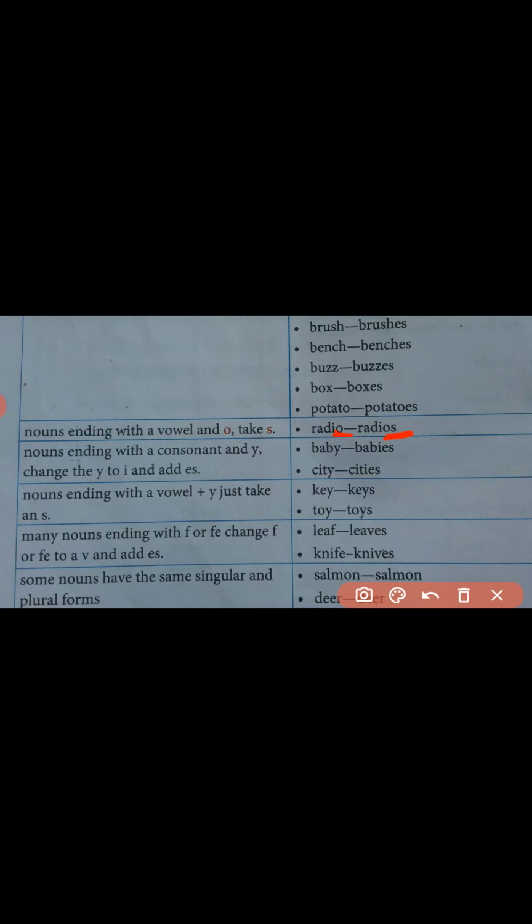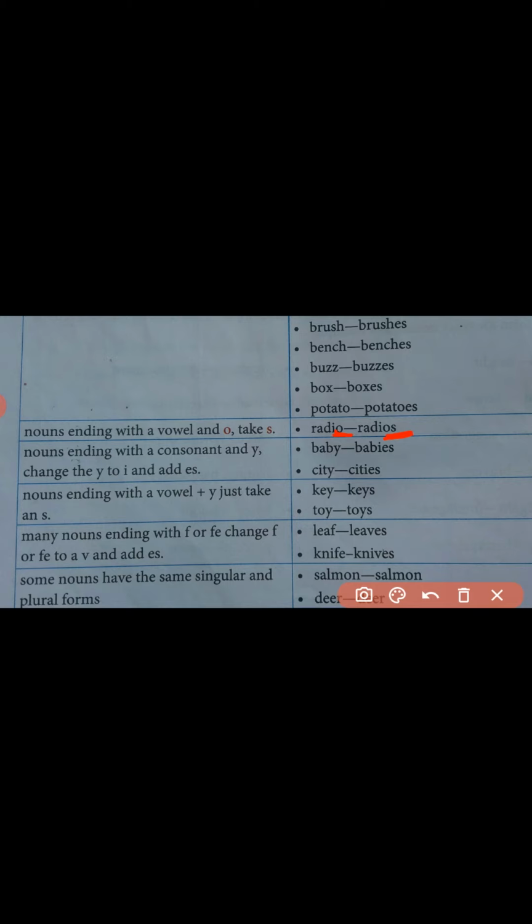Whereas in the upper table, we found the o, but before it there is a consonant. That's why in that case it takes es. Whereas here, this noun ends with o as a vowel, and before it is also a vowel. That's why we have added s to change it into plural. Let's learn one more rule.